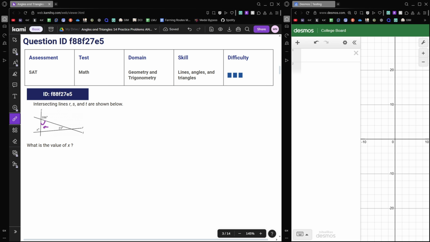Now what we have here is a linear pair, and all that means is that these two angles added together equal 180 degrees. So 106 degrees plus A is equal to 180 degrees. Now let's solve for angle A, and we get that angle A is equal to 74 degrees. So this angle is 74 degrees.